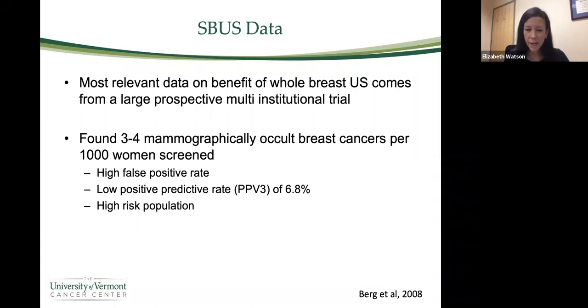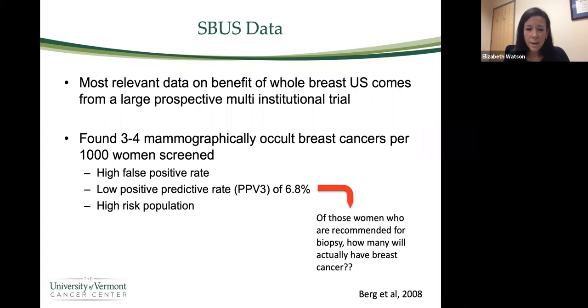However, the disadvantage is that with the screening breast ultrasound, we're seeing a high false positive rate. What that means is that we're recommending biopsies and follow-up ultrasounds on a fair amount of women who don't have breast cancer. We're also seeing something called a low positive predictive rate, which means that of those women who are recommended for biopsy, how many actually have breast cancer? And we typically want this rate to be a lot higher than 6.8%, which is what they found in this trial.